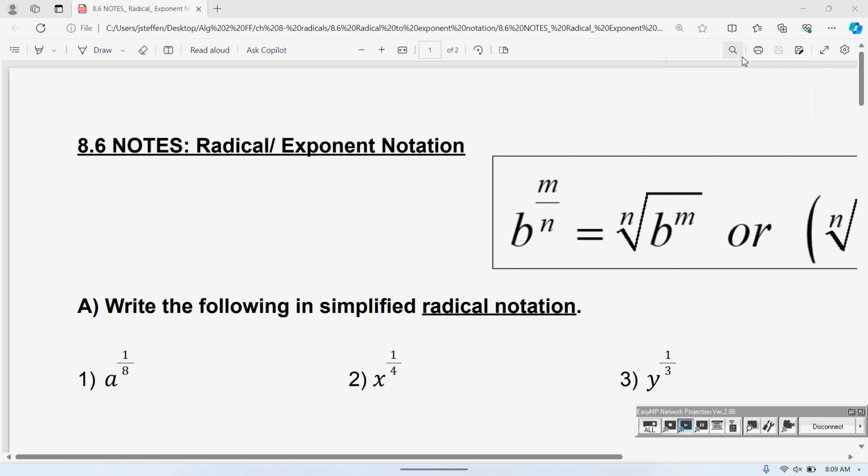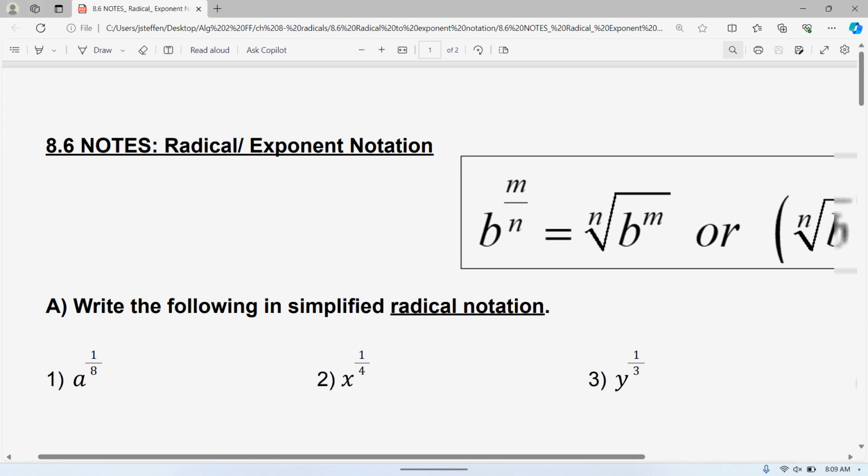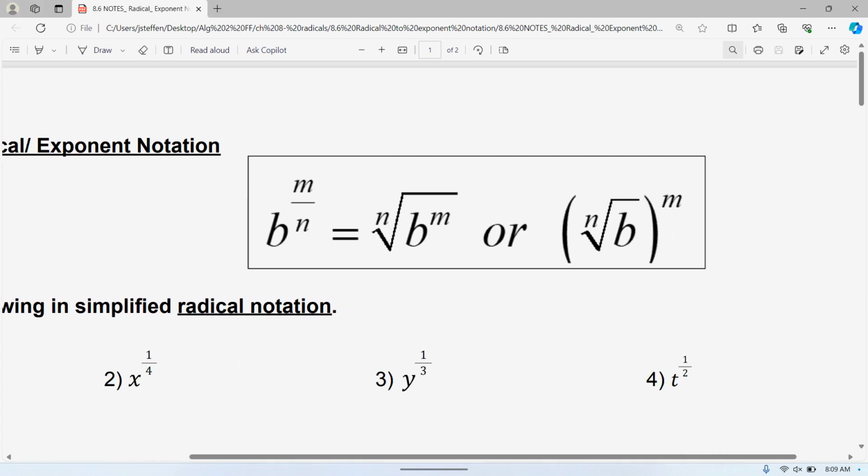Okay, I don't want to take a ton of time on this. We do have a win exit ticket again today. But this is radical and exponent notation, and I don't expect to have this on the test. I'll have to go back to see what I did last year. But it shouldn't be earth-shattering to remember.